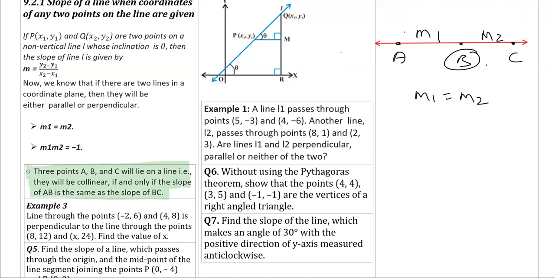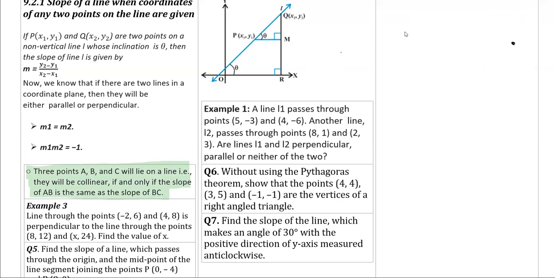Now we can do some questions based on this concept. The first example that I have taken is this. It says a line L1 passes through these 2 points, and another line passes through these 2 points. We have to identify whether these 2 lines are parallel or perpendicular.